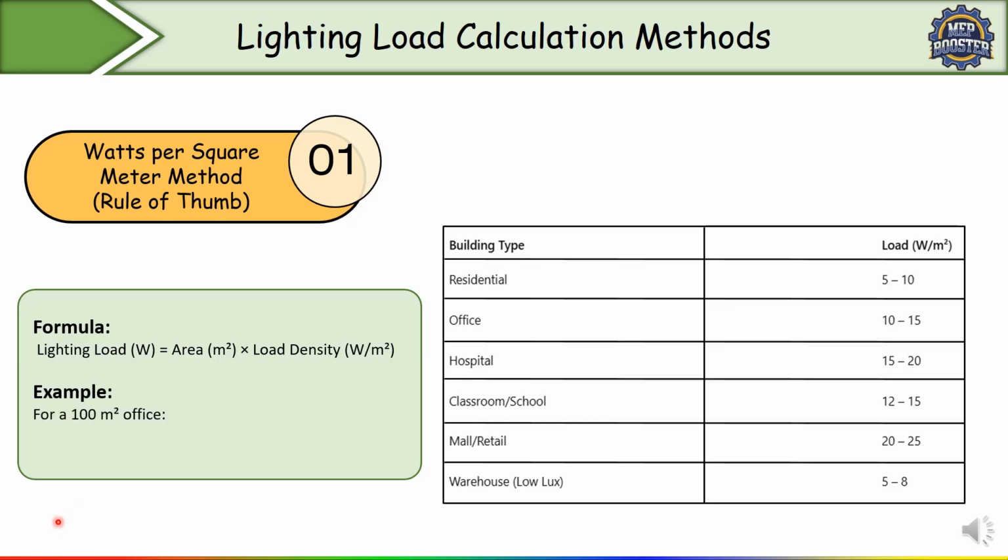So for example, if I have a 100 square meter office, one office of 100 square meter area, to calculate the lighting load value, area into load density is given for offices as 10 to 15. Suppose we take 12 as average. So 100 square meter into 12 watt per square meter, you will get the value in watt. Correct? So this is the watt per square meter method, the rule of thumb to calculate the lighting load.